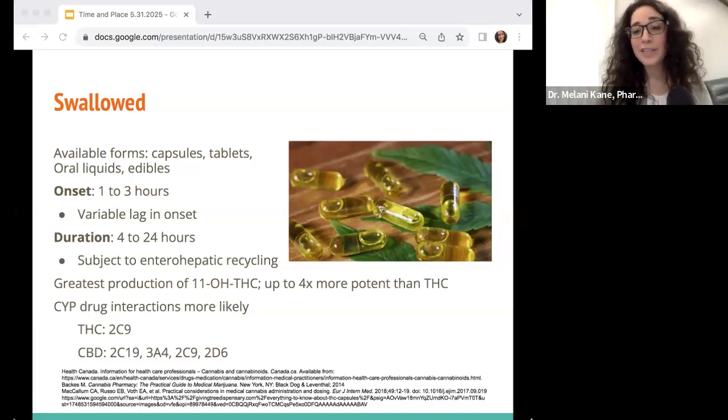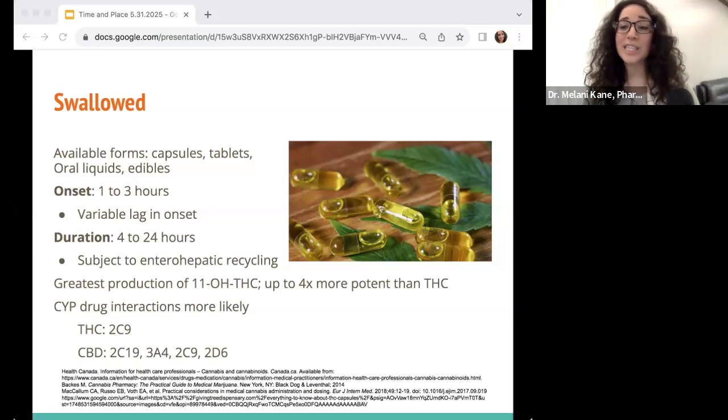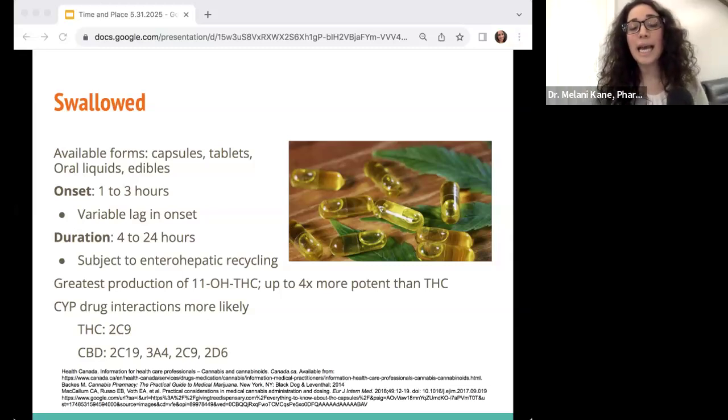But again, as we're involving the liver, the hepatic system through the portal vein, we're also encouraging enterohepatic recycling, and that's what leads to these variables in duration. A swallowed form can last anywhere from 4 to 24 hours. I will always recommend new to therapy patients start just once a day, preferably in the evening if it's THC, and see how they feel the next morning. They could still have persisting effects from the previous dose, and it very well could last 24 hours.